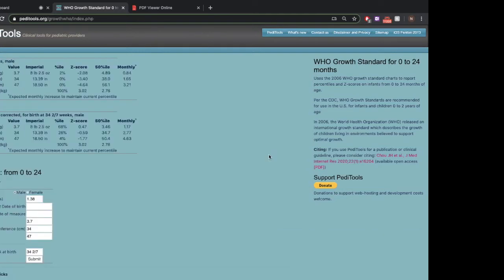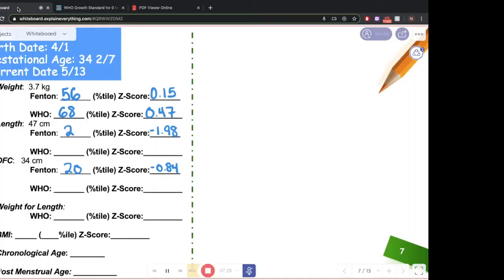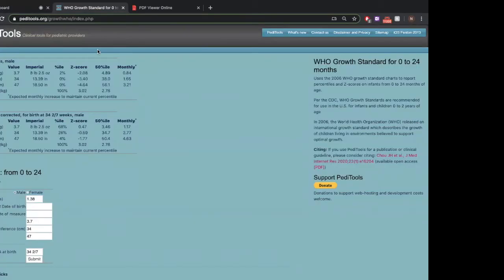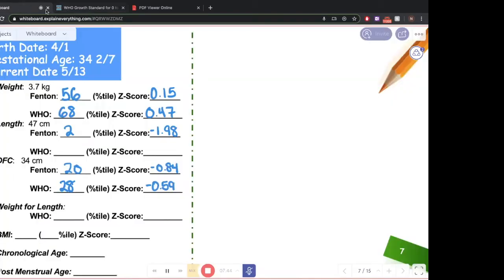We have 2 charts here, and we're going to go ahead and use the second one, this 0.1 months corrected, because the second one is representing the corrected age, whereas the 1.38 months table on top is depicting the chronological age. So we're just going to take note of the percentiles and z-scores again, with the weight being in the 68th percentile with a z-score of 0.47. And the head circumference is at the 28th percentile with a z-score of negative 0.59. And lastly, the length in the 4th percentile, with a z-score of negative 1.77.